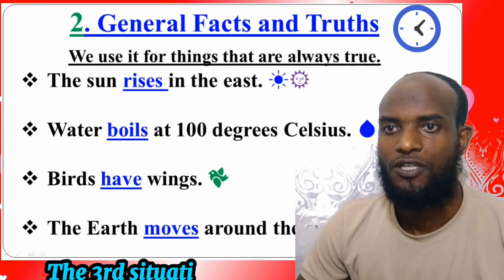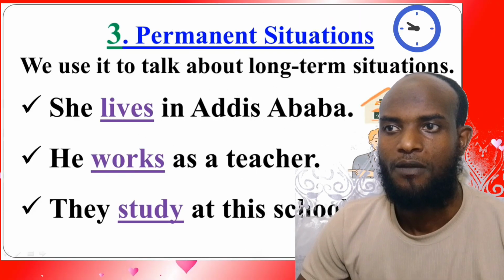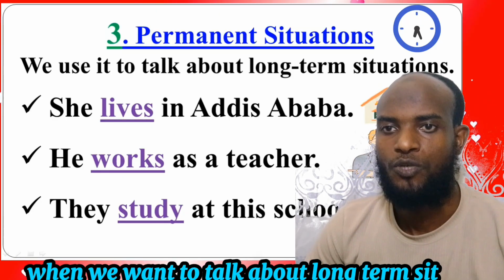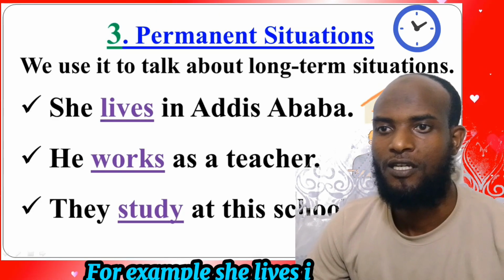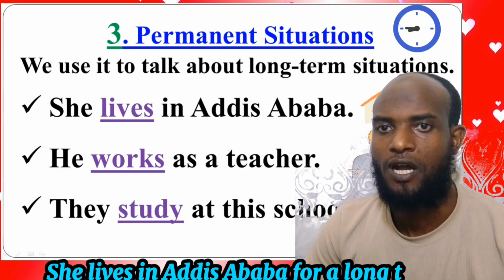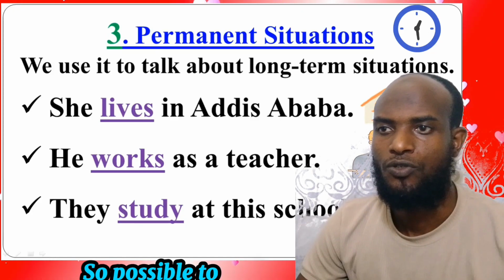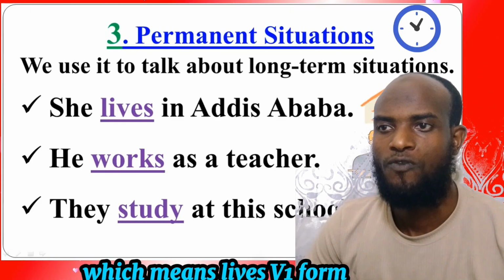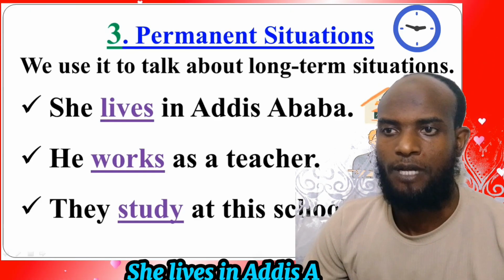The third situation is for permanent situations. Permanent situation means when we want to talk about long-term situations. For example, she lives in Addis Ababa. She has lived in Addis Ababa for a long time, so it is possible to use present simple here, which means lives, the V1 form of the verb.